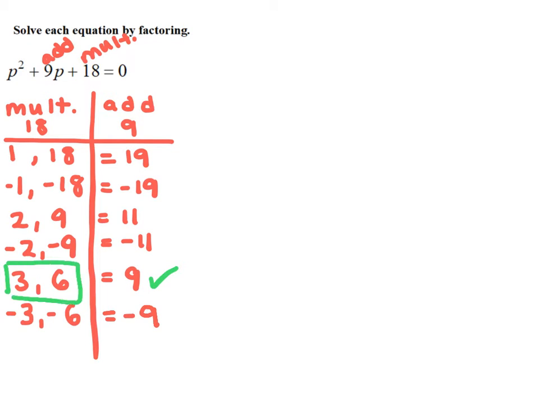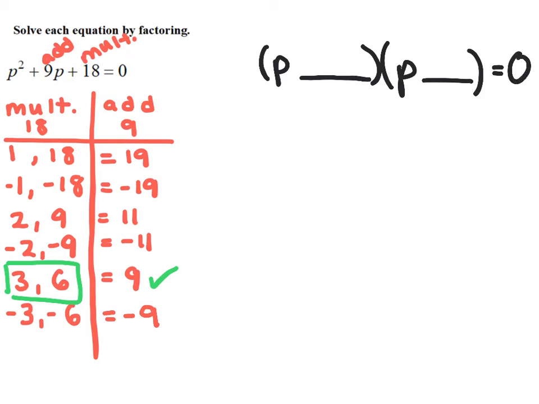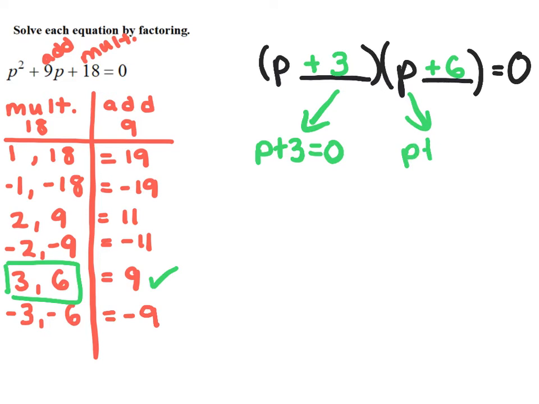So what this tells us is that since we know we're going to write it in the factors, so it's p plus some number, p plus some number, and set it equal to 0, I can fill in plus 3 and plus 6. Now from here I can write two equations. I could say p plus 3 equals 0 and p plus 6 equals 0.